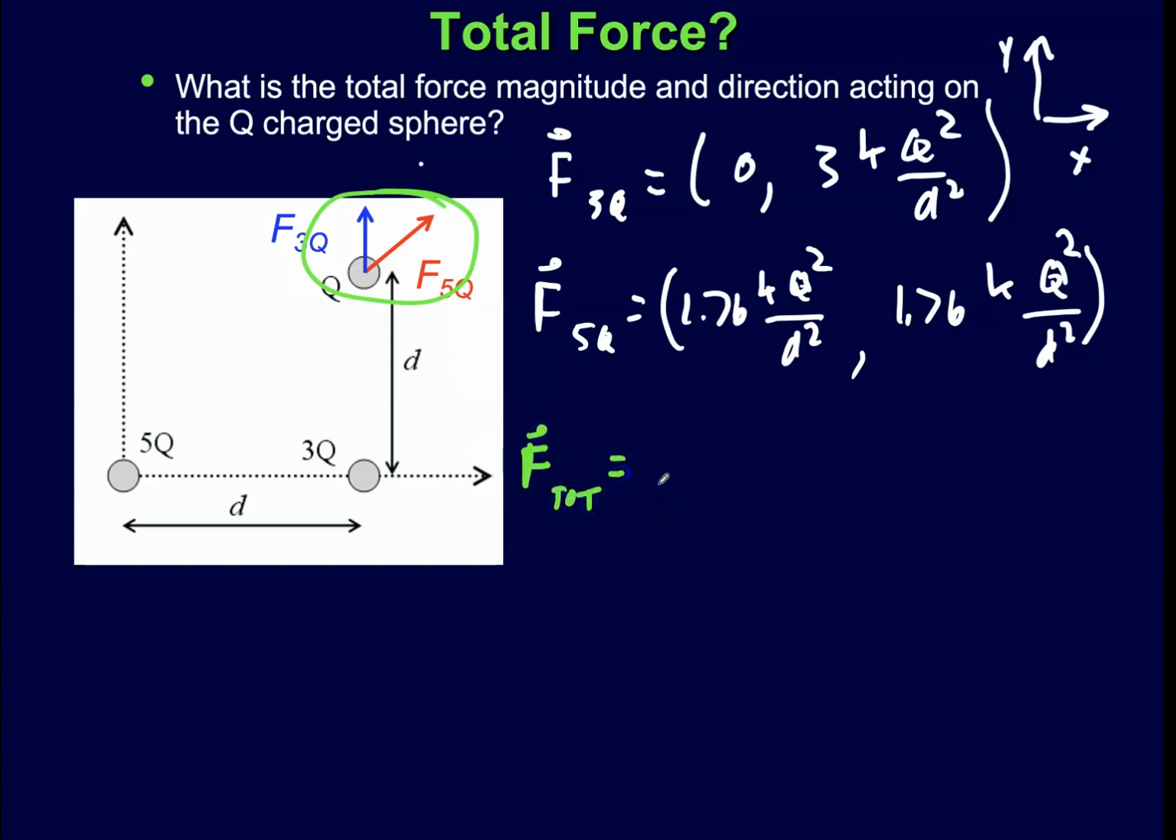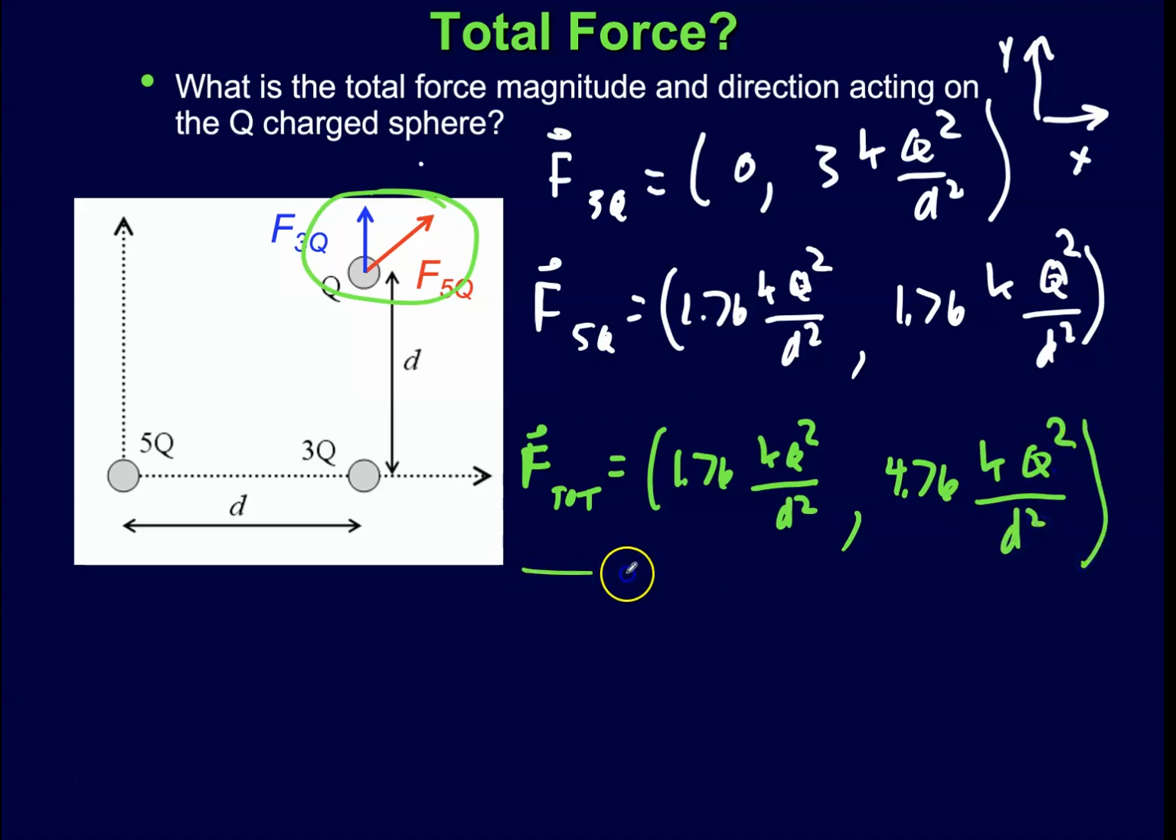And so to find the total, you just add these together. So the total would be something like 1.76 kq squared over d squared. And then here, 1.76 plus 3 gives me 4.76 kq squared over d squared. And so this is my total vector, right? So in some ways, this is the final answer, right? And so you've sort of done all the physics, you've done the math.